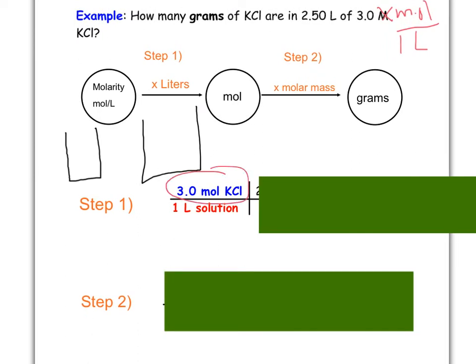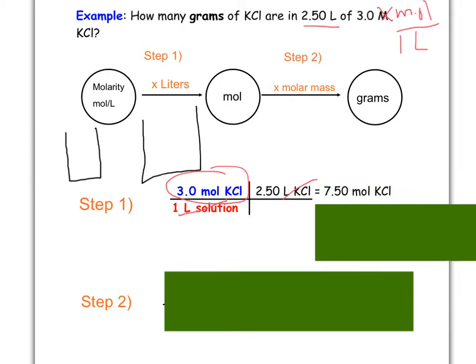But if I have 2.5 liters, which is what it's telling me, we need to figure out how many moles would be in 2.5 liters. So we multiply that. Our units are going to cancel out, so liters of solution cancel out with liters of solution, and we are left with moles of potassium chloride. And so in 2.5 liters, we would need 7.5 moles of potassium chloride.